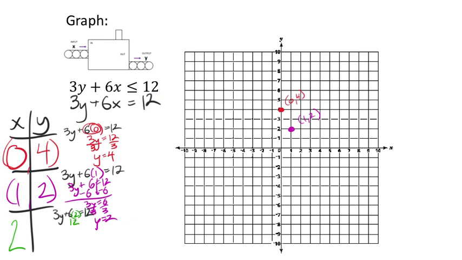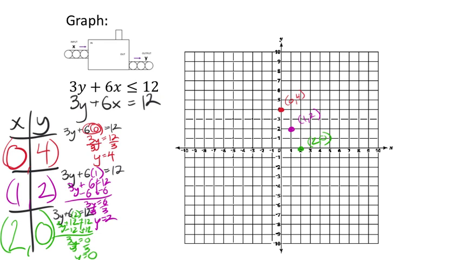So 6 times 2 is 12. 3y plus 12 equals 12. Solving for y, I'd subtract 12 from both sides. So 3y equals 0. Dividing both sides by 3, we get a y value that's 0. So I now have the ordered pair (2, 0), which I can put on the graph. That's my x-intercept here at (2, 0). And again, you could put more points on the graph if you'd like, but this should do it for us.